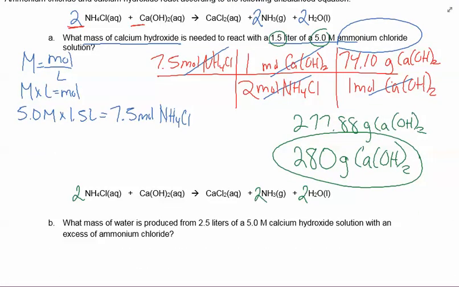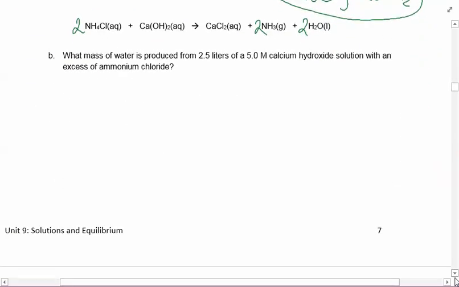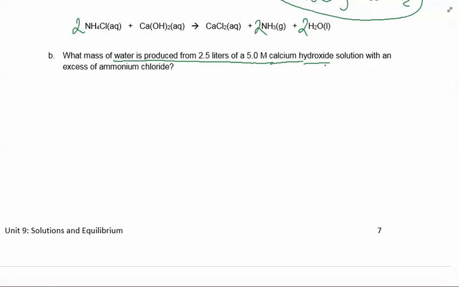So the next one, we have the same reaction. I'm just going to write my numbers in so we can refer to it. We want to know what's the mass of water produced from 2.5 liters of a 5 molar calcium hydroxide solution with an excess of ammonium chloride. So remember, the excess of ammonium chloride, all that's telling us is that we have more than enough of it. We don't have to worry about running out of it. So that's just giving us a little bit of a clue. So we have the molarity, and we have liters.